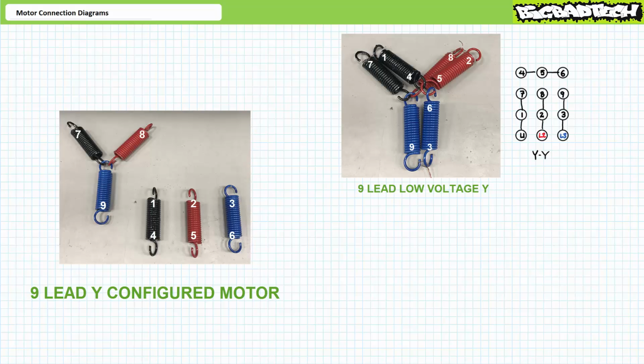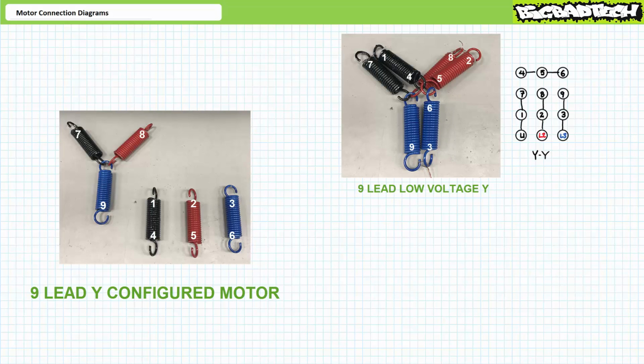For hopefully obvious reasons, low voltage Y configurations are sometimes known as YY configurations. Given each winding is a balanced load, there is no need to join the center of the two Ys. It should be noted that parallel impedances add more paths for current. This is why the low voltage entry in a motor nameplate has twice the current as the high voltage configuration.